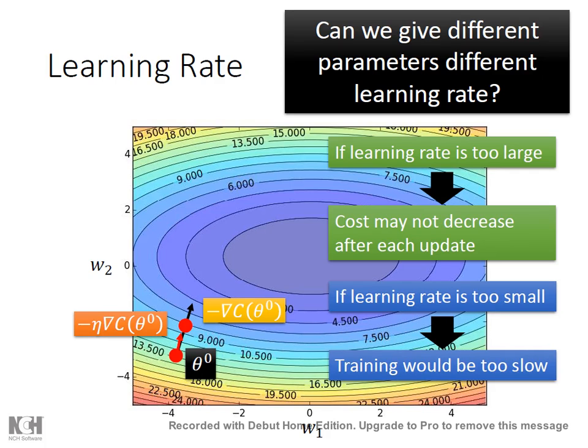So here, this one is our ideal position. If your moving step is very small, you will need many iterations to reach the local minimum. Okay, still not good, right? So if your learning rate is too small, the training will be very slow. Okay, so it's very difficult to choose a suitable learning rate here.